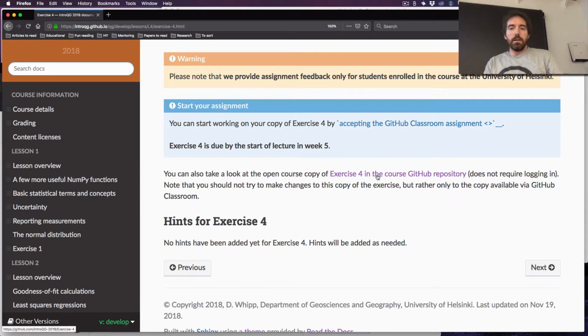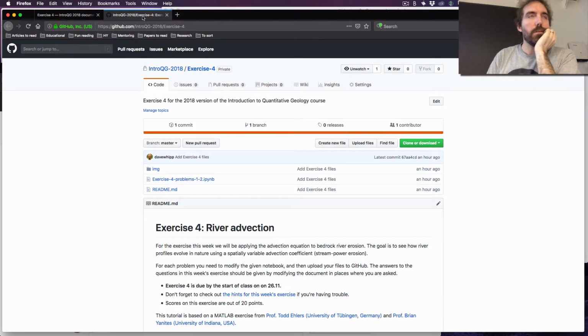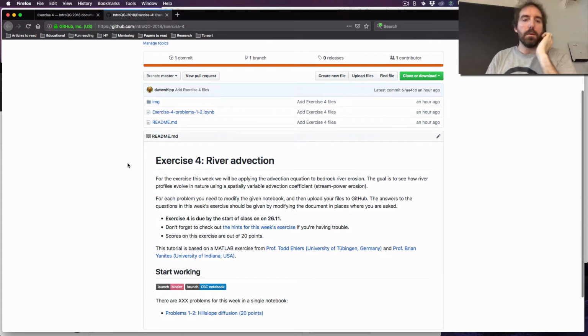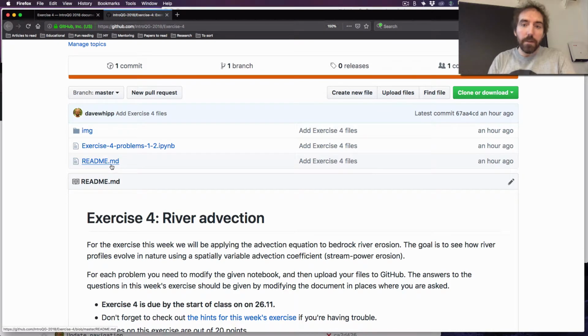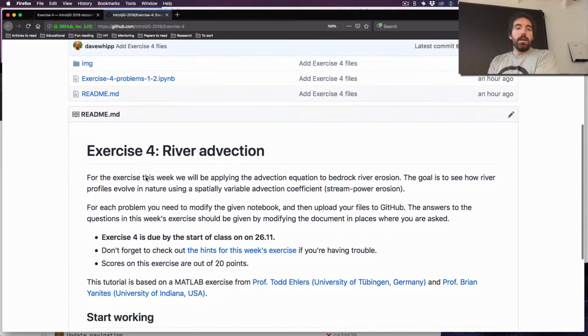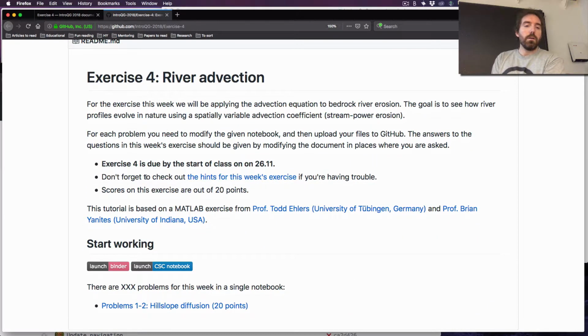Now, if we go to exercise number 4, again, it's still kind of hidden. So Lotta pointed out a few minor things that I'm going to fix before I make it visible to you. But what we can do is I'll just zoom in here a little bit, and we can have a quick look at what the exercise is all about. And yeah, we're going to deal with river advection. And river advection in this case means we're going to play with the stream power erosion law.